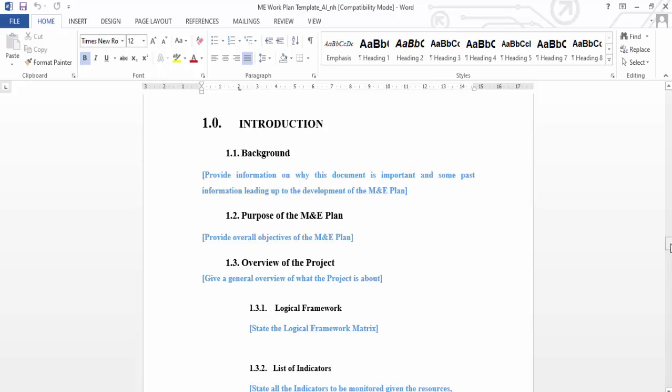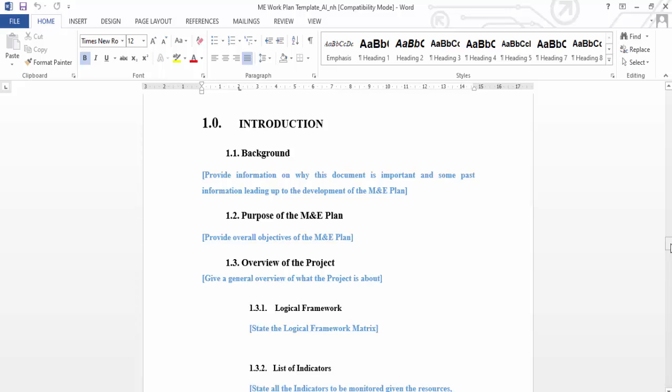So you give a bit of background, and you give a bit of what activities were undertaken leading to the fulfillment of this document. So the purpose of the M&E plan, I like to think of it as the objectives. Of course, if you think critically about what purpose means, we are simply talking about what we want to achieve with this plan at the end of the day.